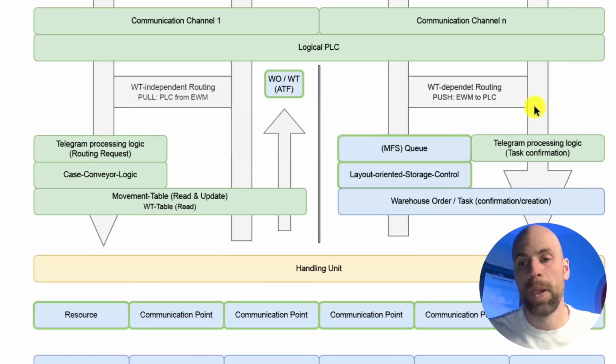And here, again, we go through the telegram processing logic in the same way as we do that for routing requests. And here, we initiate the task confirmation based on that. So with this, I think we have a much more meaningful description of the two approaches, also reflecting the functional and technical differences.